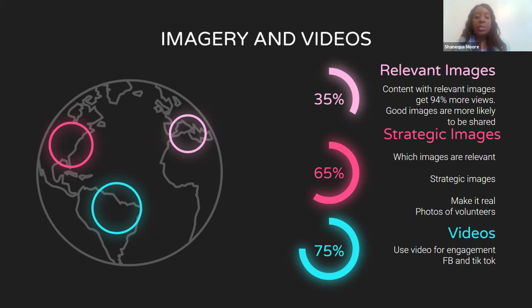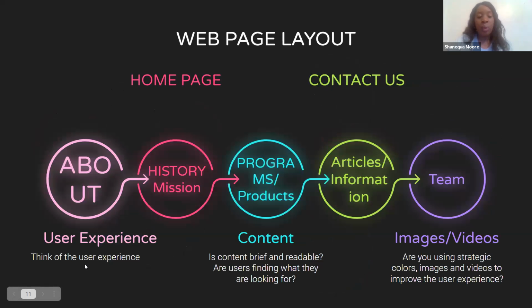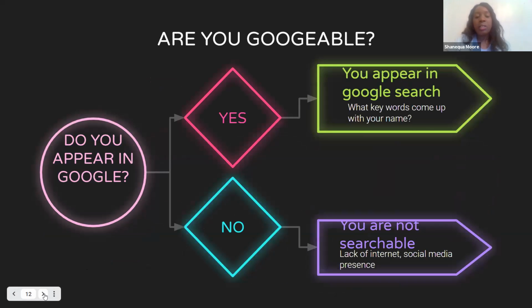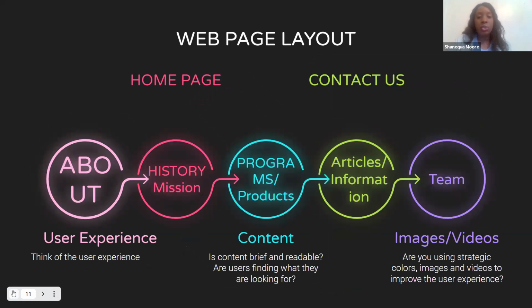Strategic images, so these are images that provoke emotions, that connect with people, that make your business real. It might be photos of volunteers, photos of yourself, photos of your team members, photos of your puppy or your doggy. These are strategic images, and also videos. You can put videos in your website to help improve your user experience as well. People love watching videos. Rule of thumb, if you're putting videos up, I would keep it between like 2 and 3 minutes because people's attention span is very, very short.